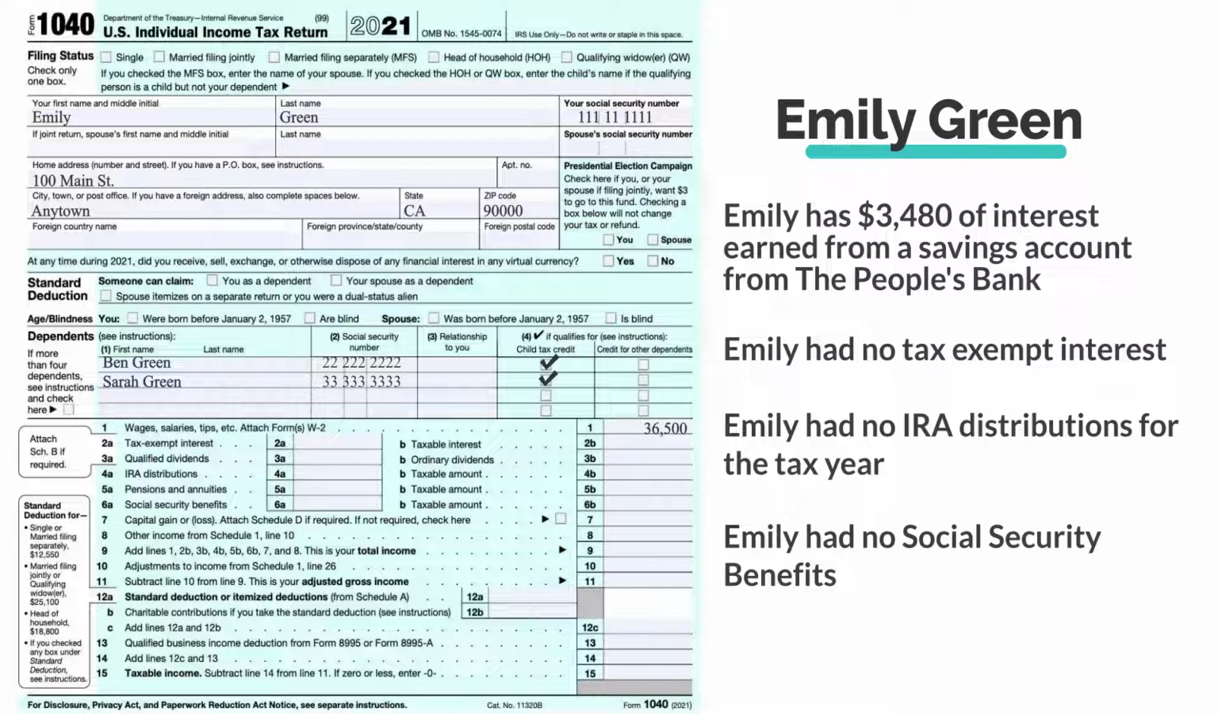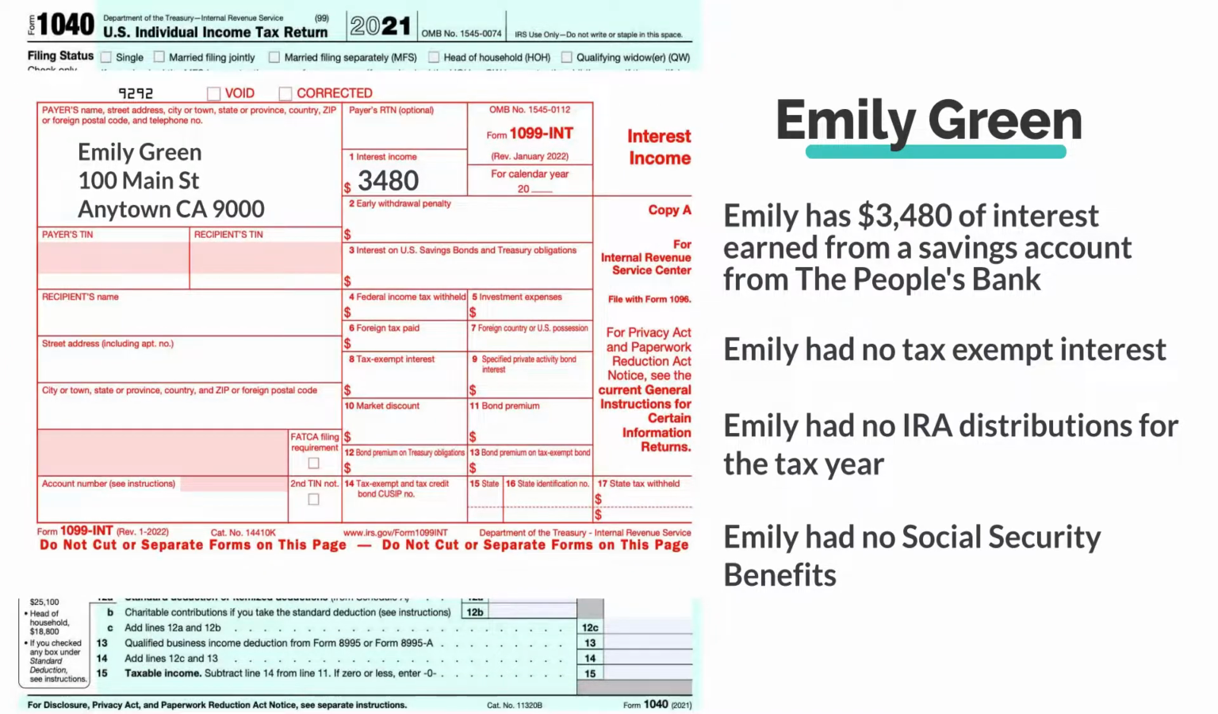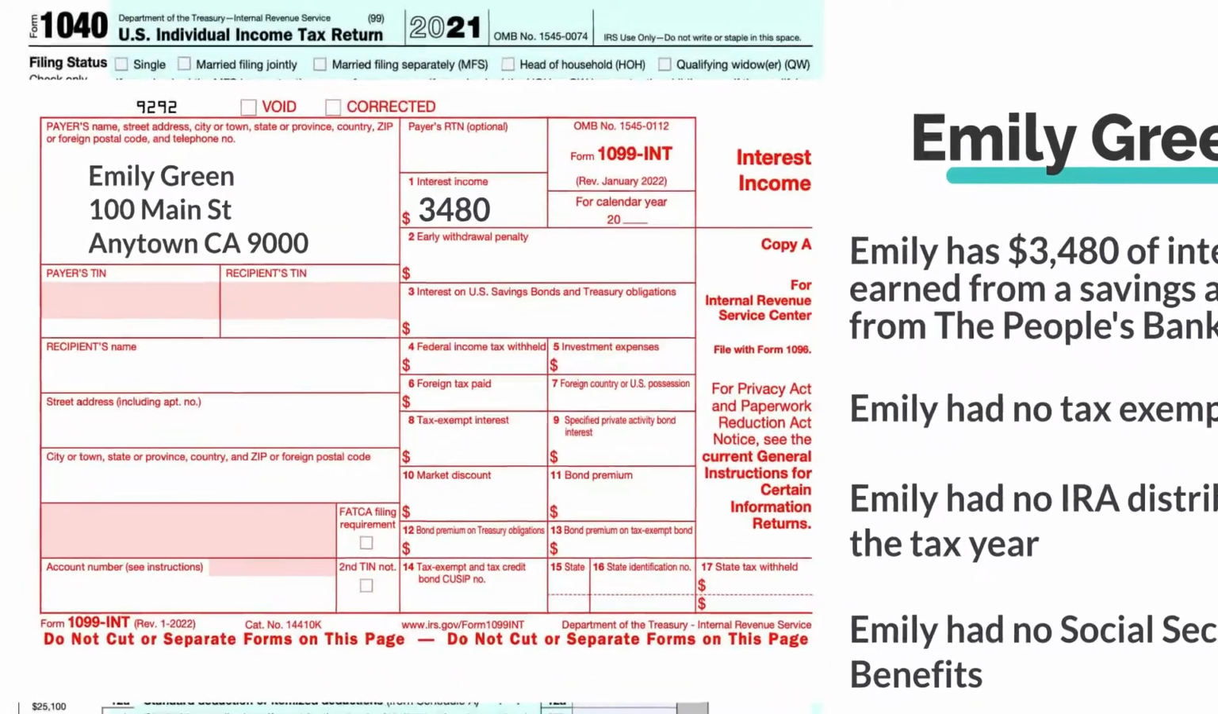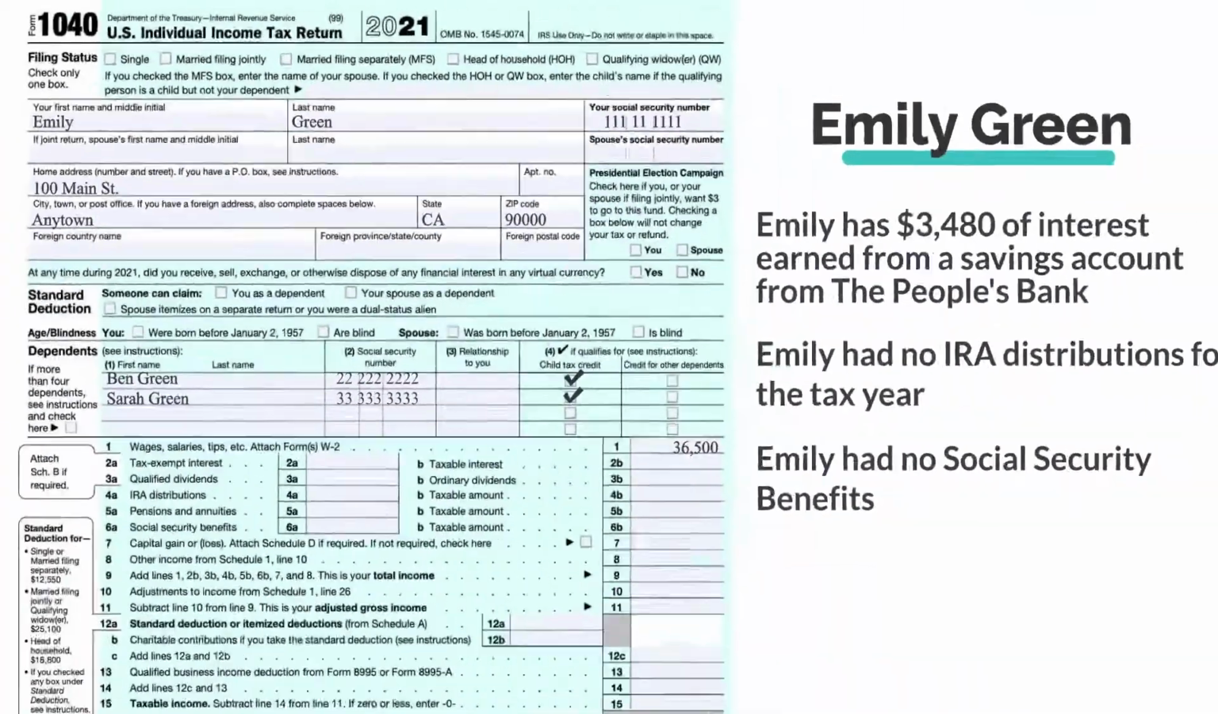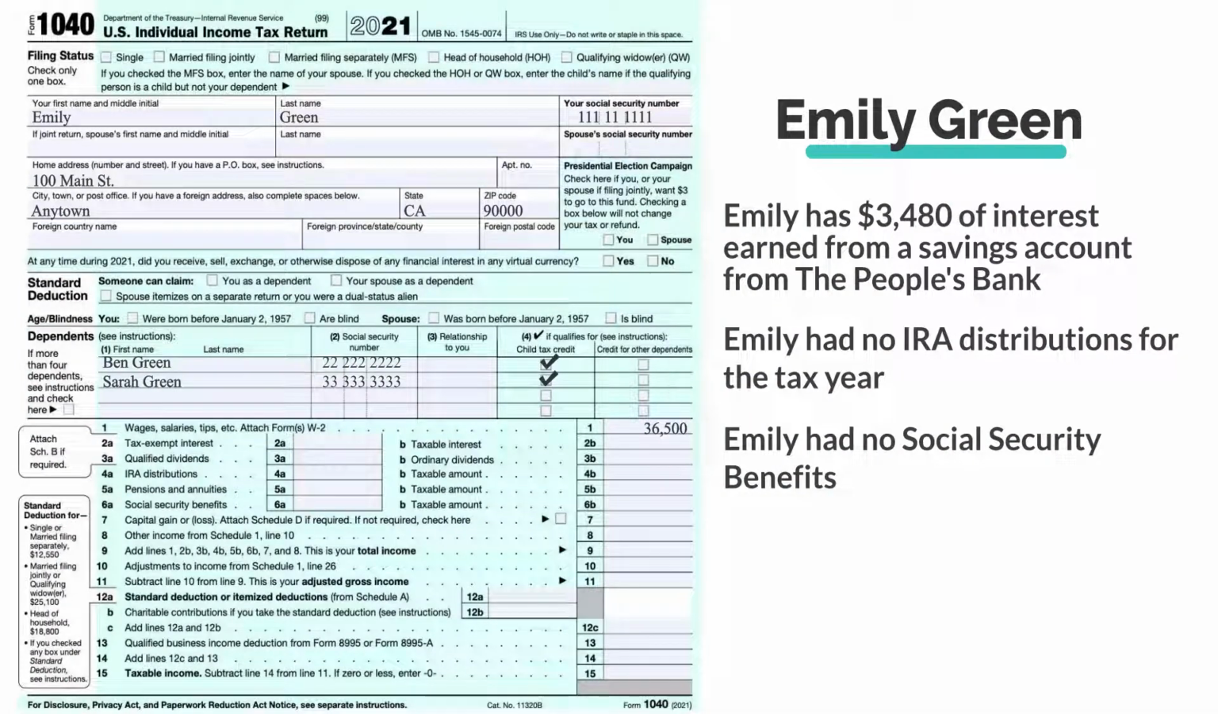If the amount of interest earned is more than $1,500, then the taxpayer must attach Schedule B. Emily received Form 1099-INT showing that she had $3,480 of taxable interest income. Because she received more than $1,500 in taxable interest income, she must attach Schedule B.